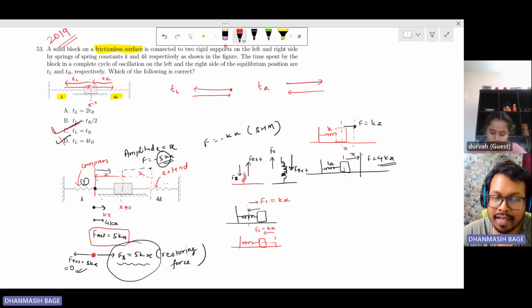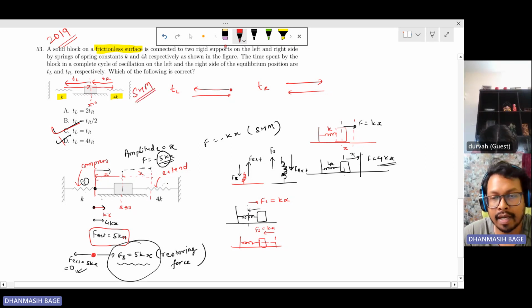Okay, so just see that C is the right answer, right? Why? Because in this case, SHM will happen. This will perform an SHM. And in SHM, always the time period is fixed. It's not different for left and right.